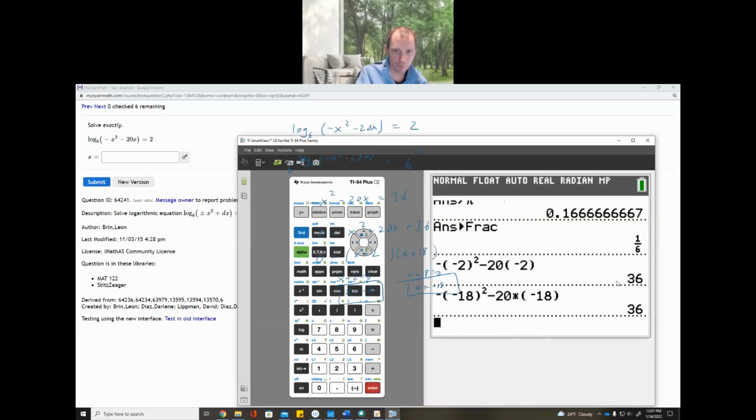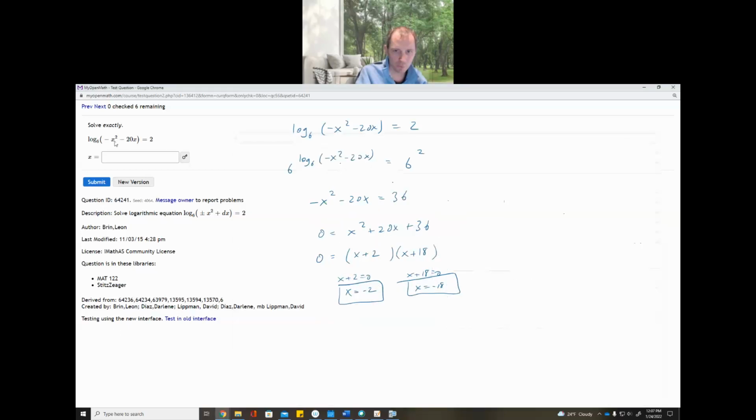And I get the same 36. So I'm like, oh, okay, both of those give me the same input into the log, and I think that's going to be right. If I got log base 6 of a negative number, that's no good because I can only put positives into a logarithm. Okay, so those are my two answers.